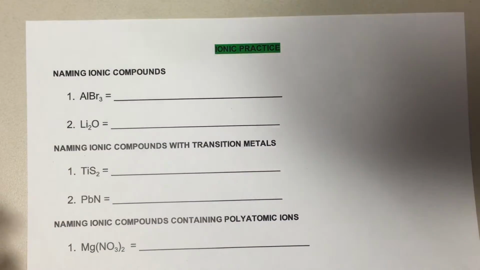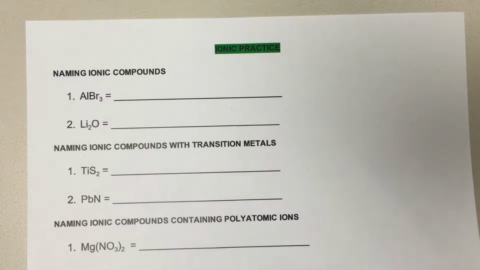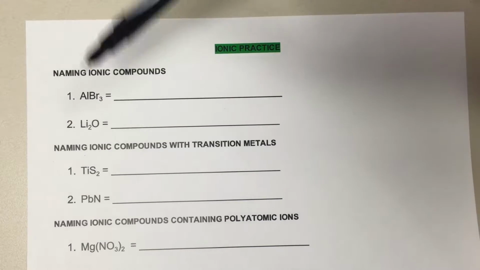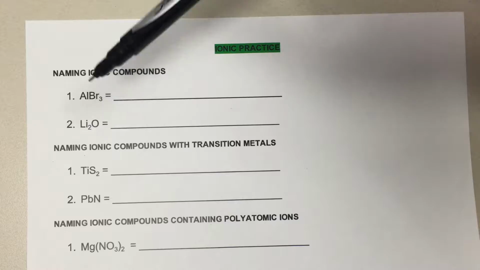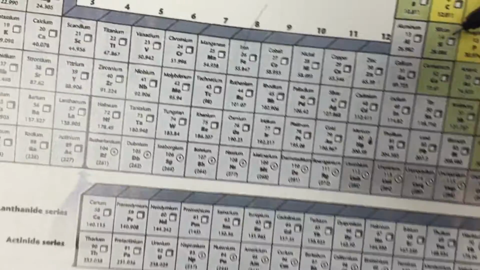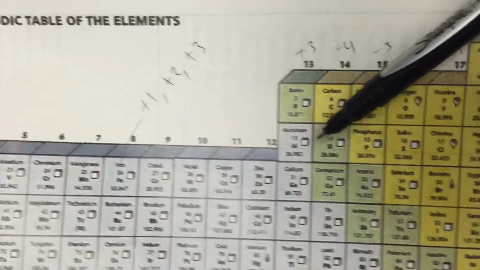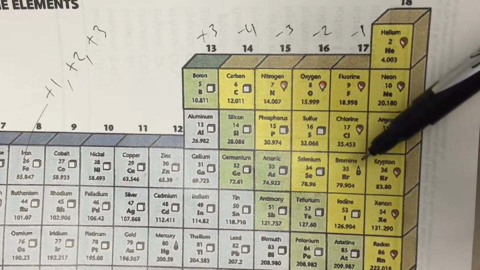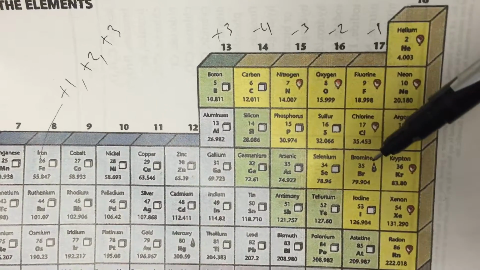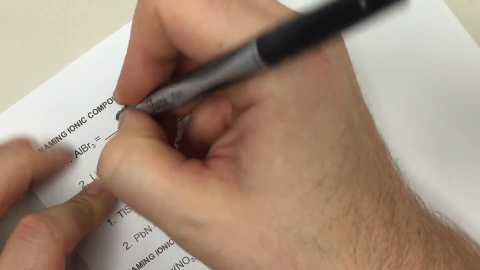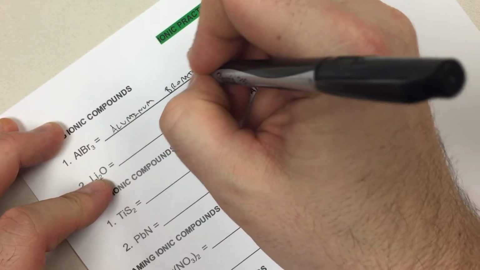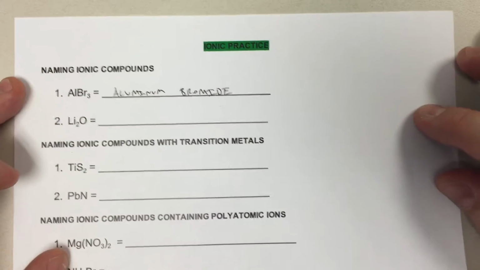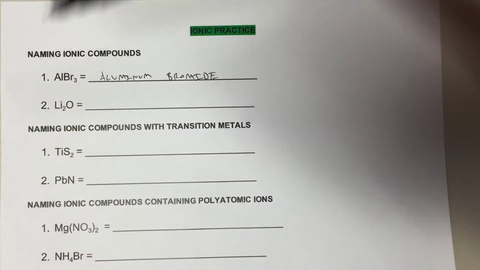Naming ionic compounds. Let's do this one right here. AlBr3. We're just naming them. We don't have to do anything with the charges just yet. So, naming ionic compounds, I need to list the name of the first metal, or the first thing, and then find the name of this and change it to IDE. Al is aluminum, right here, and Br is bromine. I'm going to change it to IDE, so this is going to be aluminum bromide.